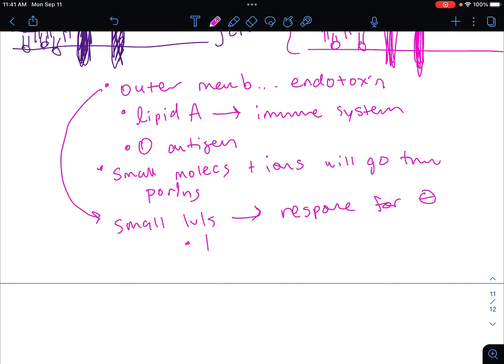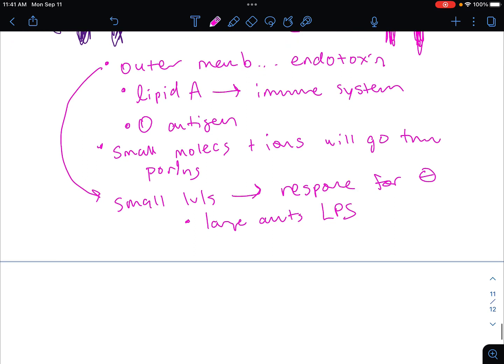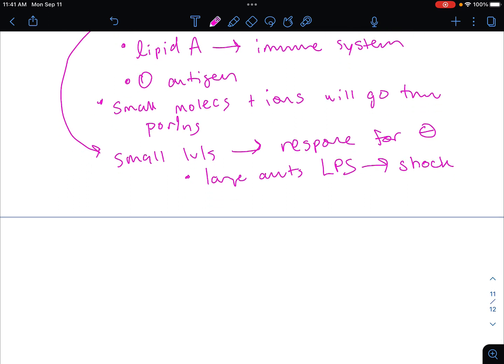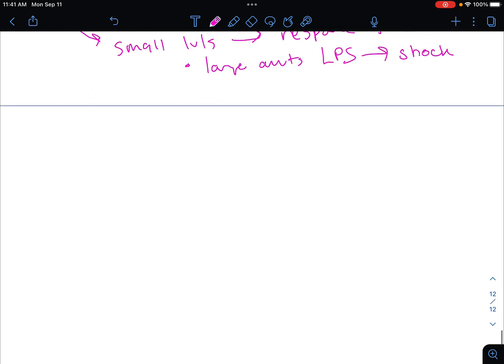So large amounts of the lipopolysaccharides will cause shock. It's kind of like an overload. It's a little bit of a red flag, and it's also a warning to your body. So it's going to start using the systems of the immune response in order to target those gram-negative bacteria that shouldn't be there.